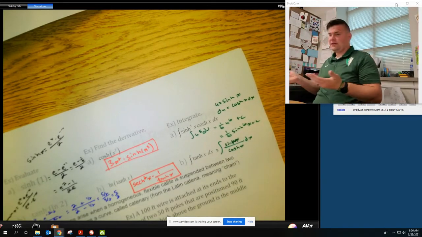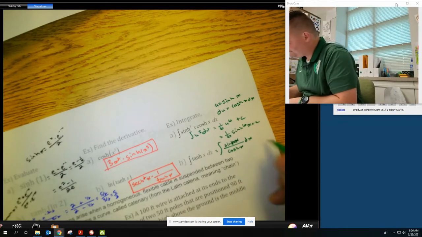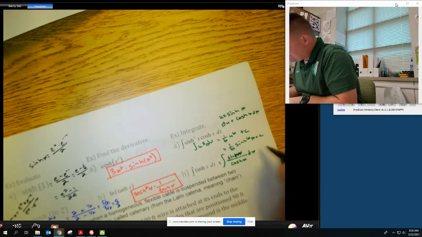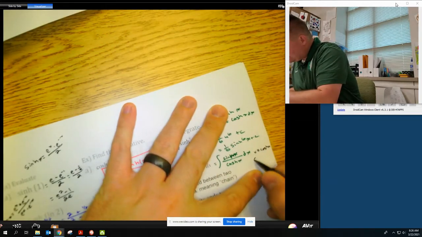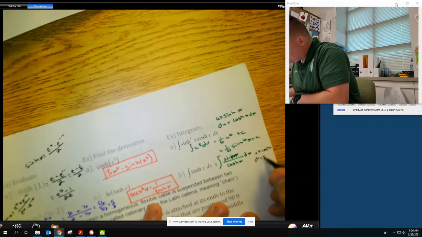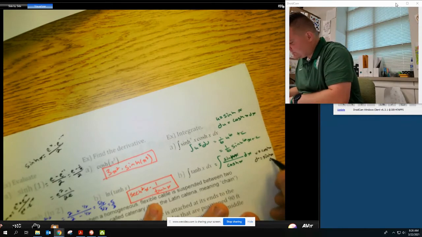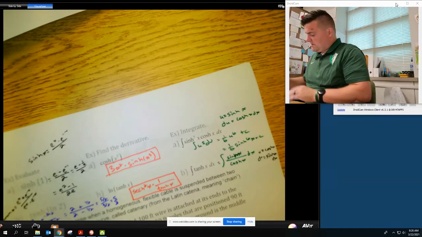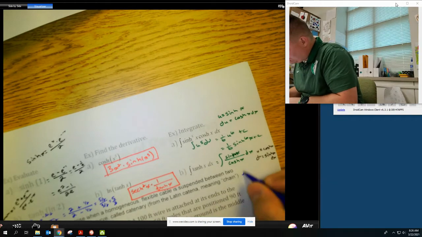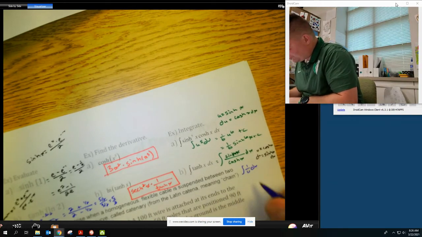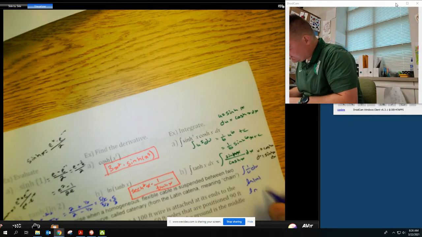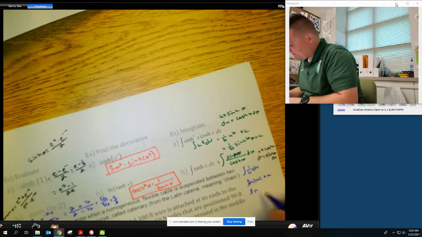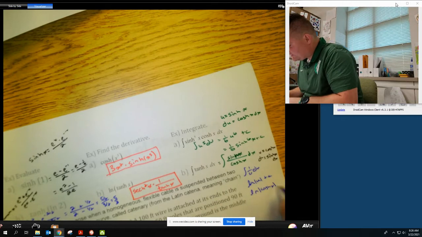And then we're going to do u sub again. So we're going to let u equal cosh. So du is equal to sinh. So I'm left with integral of 1 over u du, which is ln of u. So this is going to be ln of cosh of x plus c. Don't forget that plus c.